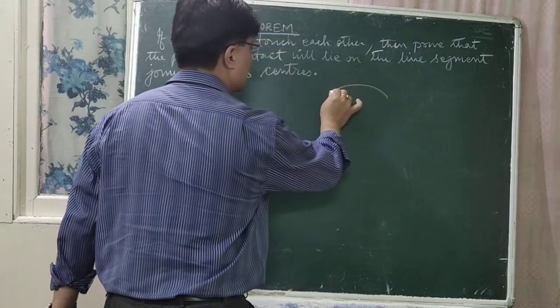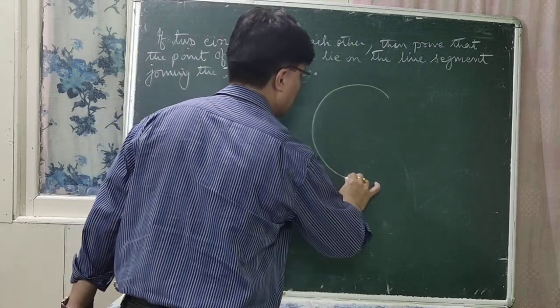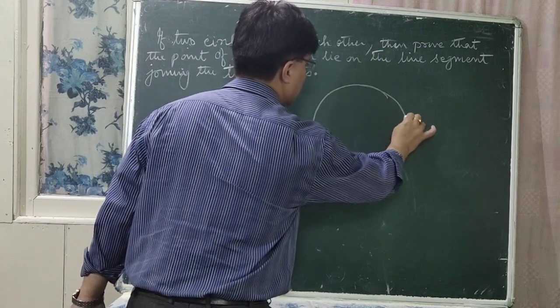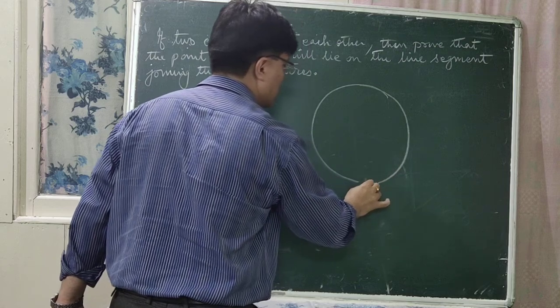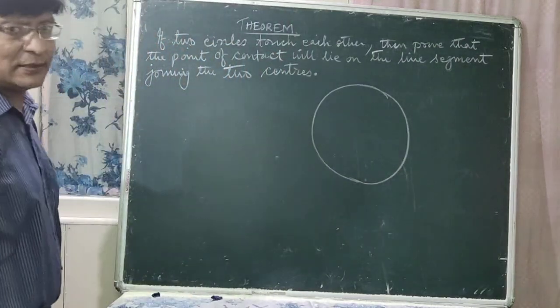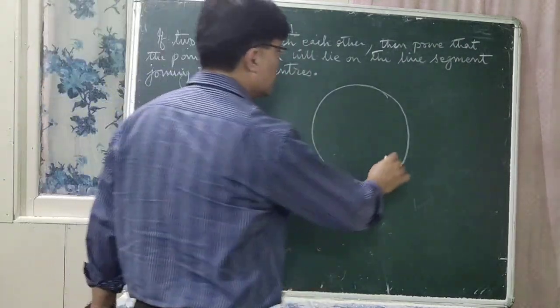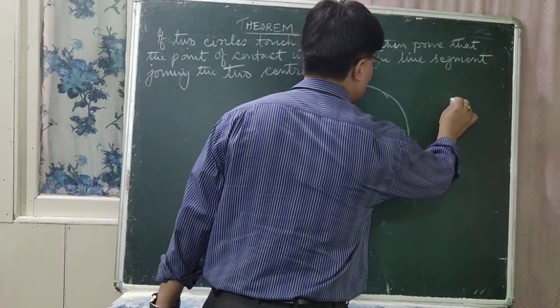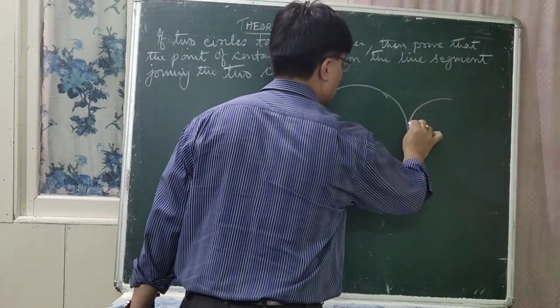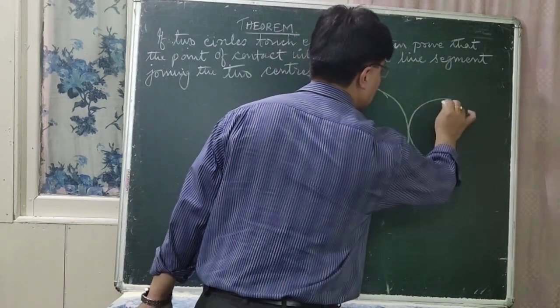Suppose this is the first circle, right? This is your first circle. You have to use ruler, compass, pencil, okay? And also there is a circle here, second circle. Suppose this is the second circle.